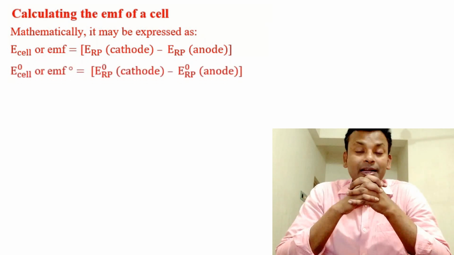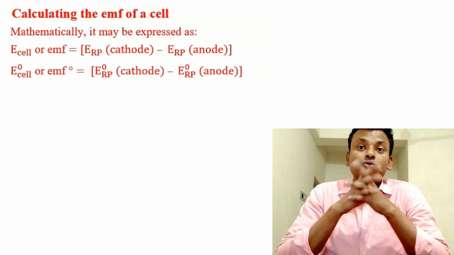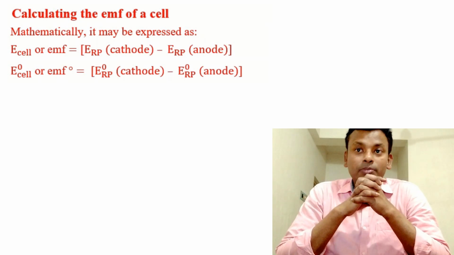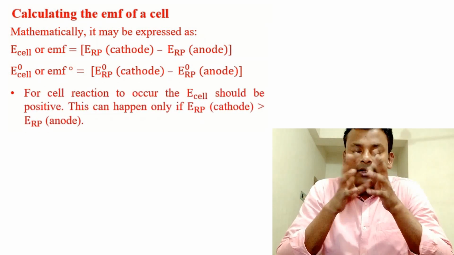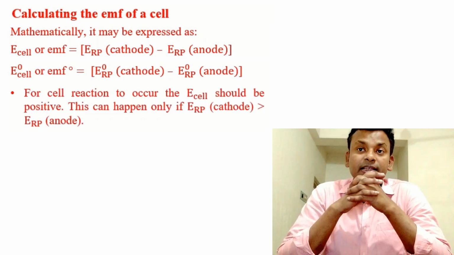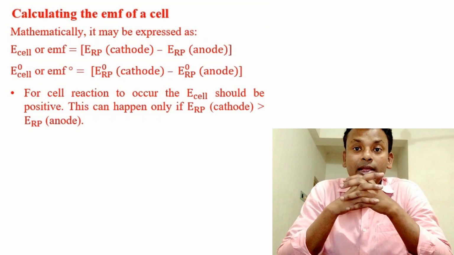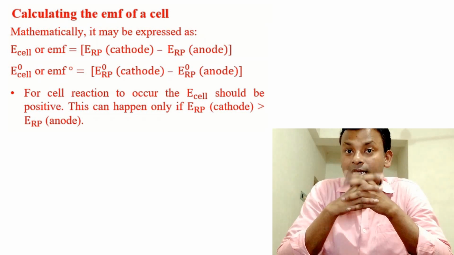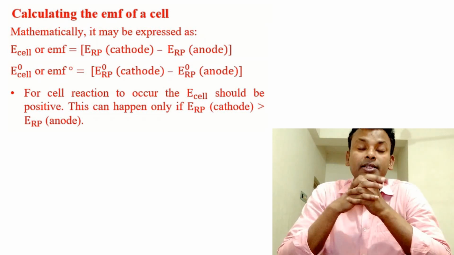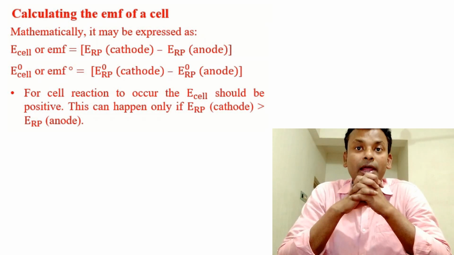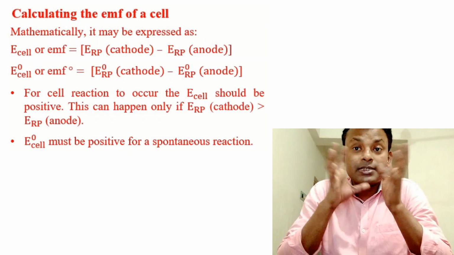E0 cell means standard condition, that is EMF 0 equals E0 RP cathode minus E0 RP anode. For cell reaction to occur, the E cell should be positive. This can happen only if E RP cathode is greater than E RP anode, meaning the reduction potential of cathode is greater than the reduction potential of anode. E0 cell must be positive for a spontaneous reaction.